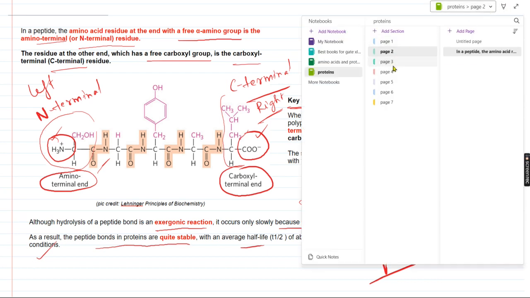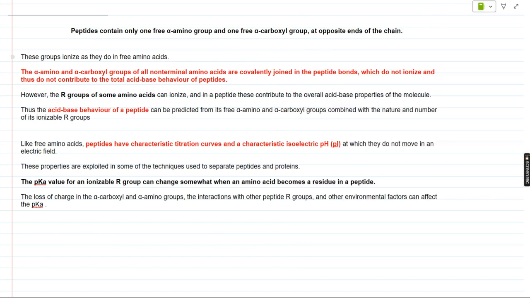Okay, proceeding on further. It is a general fact that peptides contain only one free alpha amino group and only one free alpha carboxyl group at opposite ends of the chain, because you can just have two ends for a peptide sequence. The leftmost end, through the key convention, is going to be the N terminal and the rightmost end is going to be the C terminal. Why I am stressing this fact is that sometimes there can be questions in the GATE exam where they give you a few amino acids in the form of their one letter codes and ask how many possible combinations there are for forming a polypeptide and things like that. These groups ionize as they do in free amino acids, of course, because they have a free amino terminal and a free carboxyl terminal.